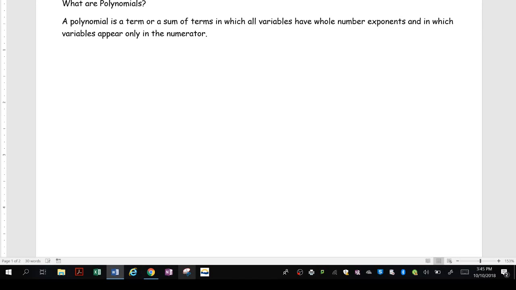Well, let's take a look at what terms are. If a polynomial is a term or a sum of terms, then what is a term? Well, a term is a number or a product of a number with one or more variables. Let's look at a couple examples of that.